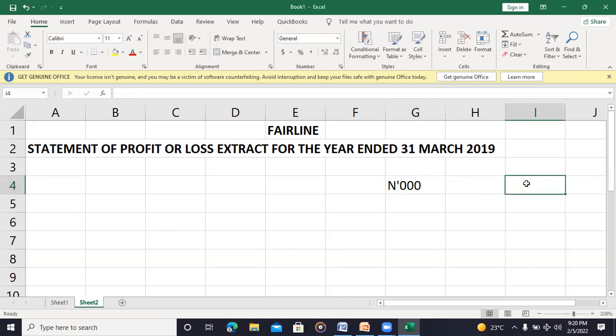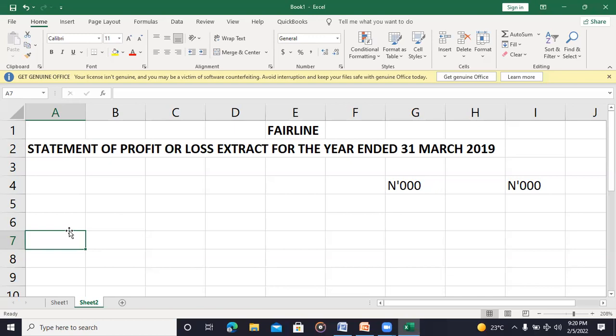So statements of profit or loss: we record revenue or income, then deduct cost of sales, we have gross profit, then we deduct expenses, which include operating costs, and then we finally have profit before tax. Then we deduct tax. Then we have our net profit for the year.